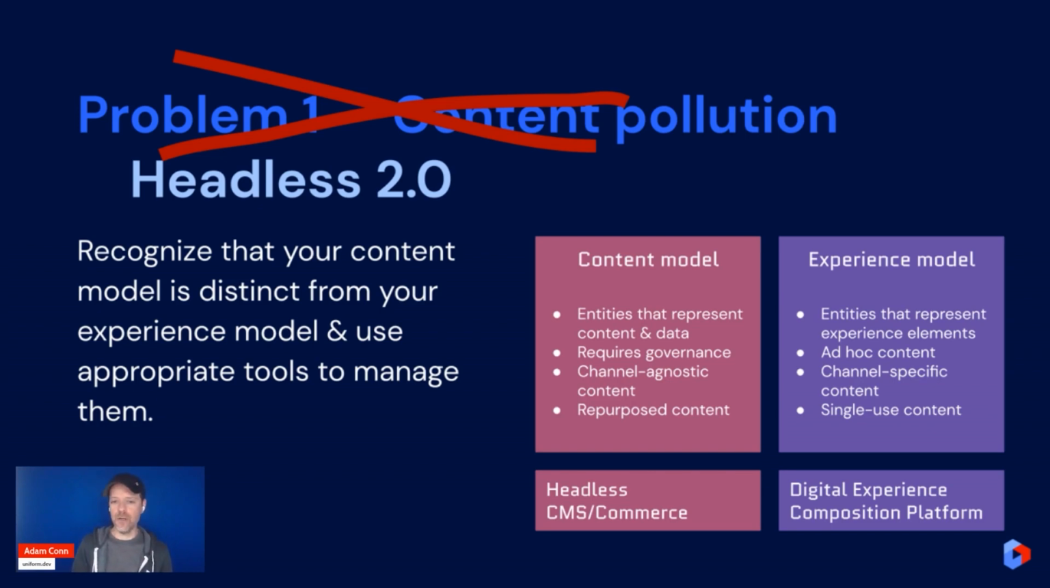So in here, we've got a description of what is in the content model and what is in the experience model. Those are the 2 boxes that are in here, kind of the lighter purple and the darker purple. The content model has things like the entities that represent the content and the data. The content that goes into the content model itself needs governance, and it's channel agnostic. So it's not tied to the web, or it's not tied to mobile. It's something that kind of transcends all of those different channels.